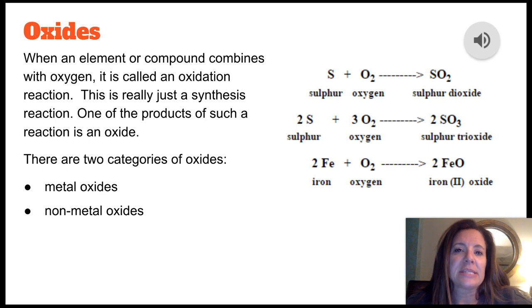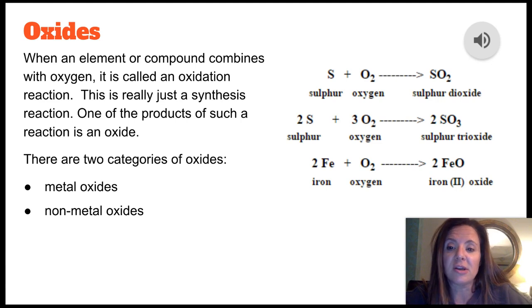When elements come together with oxygen, we call them oxides, and they can either be a metal oxide or a non-metal oxide. So in the example, when sulfur combines with oxygen to form sulfur dioxide, this would be considered to be a non-metal oxide. When iron comes together with oxygen to form iron 2 oxide or iron 3 oxide, this would be considered a metal oxide.